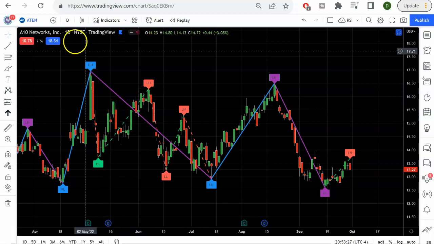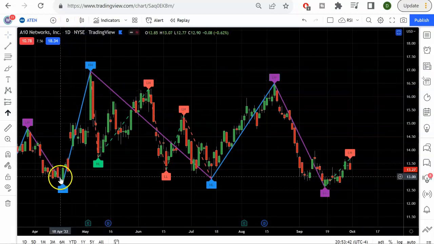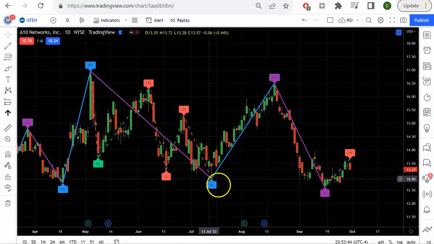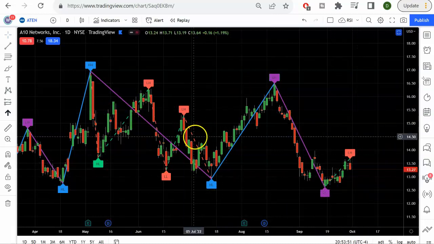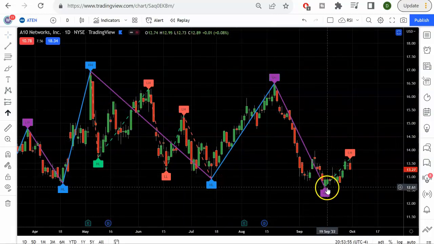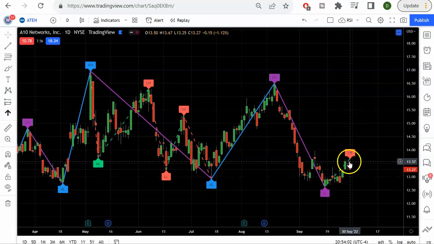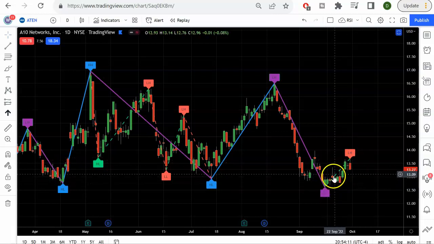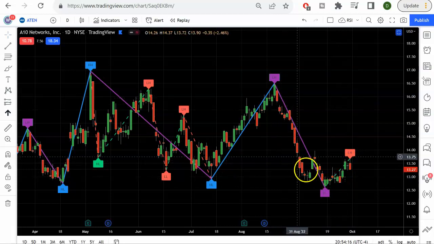Looking at ATEN on the daily time frame using TradingView, we see this is the zigzag indicator. It's not an indicator at all. It looks to the future and paints this stuff in based on future data. You can't use it to trade, but you can use it for other indicators to see how they look and predict these changes. And the zigzag is looking like it wants to go up. That's the secondary zigzag. The primary zigzag is down.